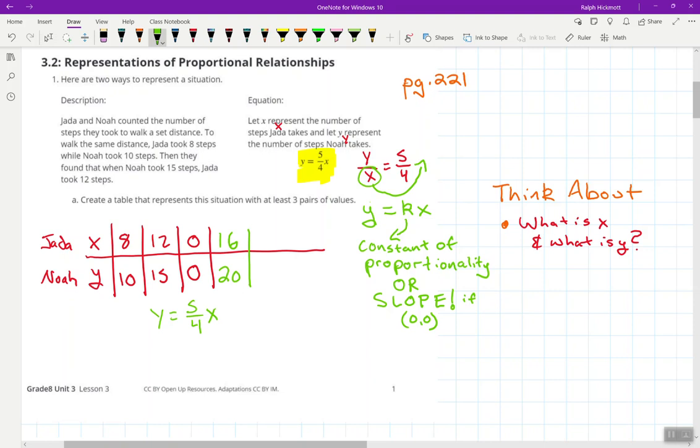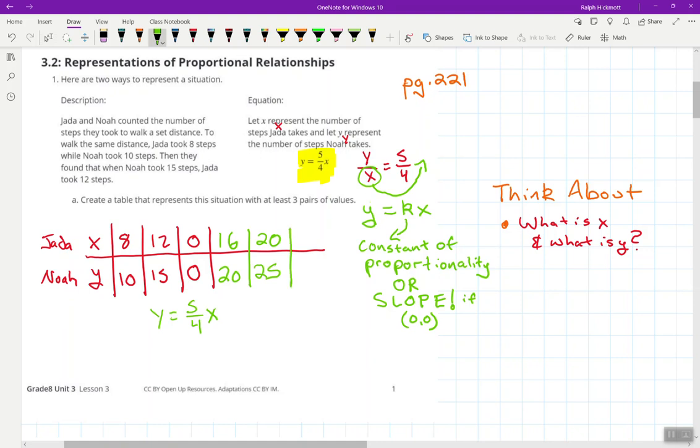You can arbitrarily just pick one step, two steps, three steps, but you're going to find that some of those numbers are going to be a little bit more decimal, and that's fine. It still works. Let's pick something like 20. If Jada takes 20 steps, that means Noah is going to take 25 steps.